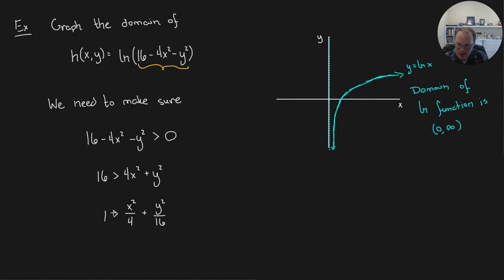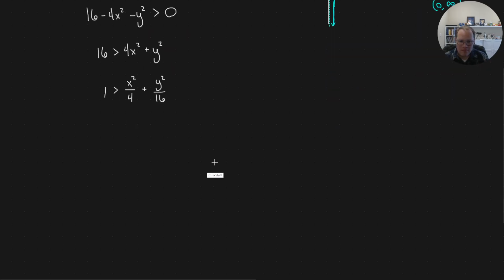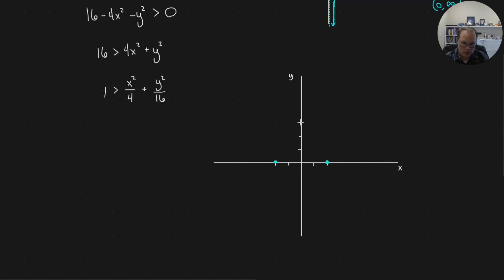By thinking about this as an equal sign, that tells me the boundary of the region that I want to use. Okay? So let's graph that boundary. So this is an ellipse centered at the origin. And so I'm going to go 2 units in the x direction in both directions. And then square root of 16 is 4, so I go 4 units in the y direction.